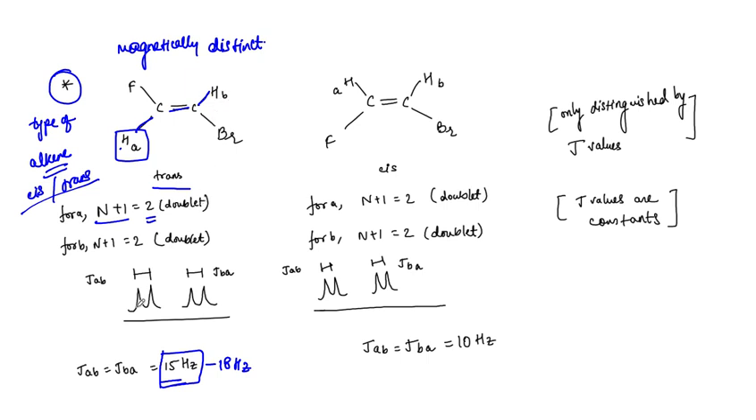So we are going to have two doublets like this, and definitely, guys, JAB is going to be equal to JBA. I hope that you understand this concept now. JAB is equal to JBA. Both of these are adjacent protons, so they are going to have the same coupling constant value.